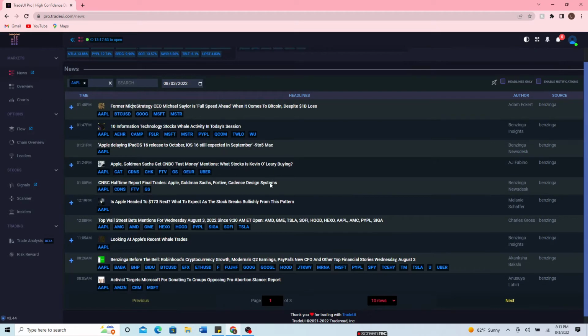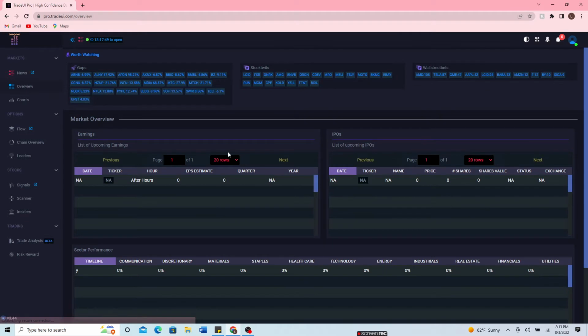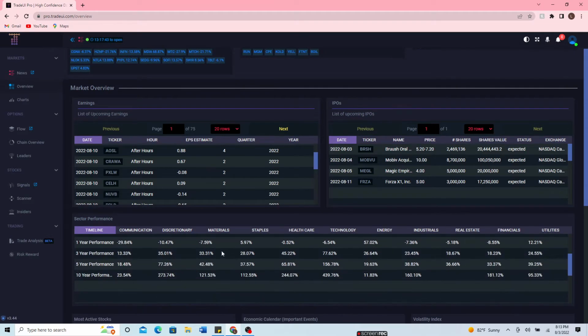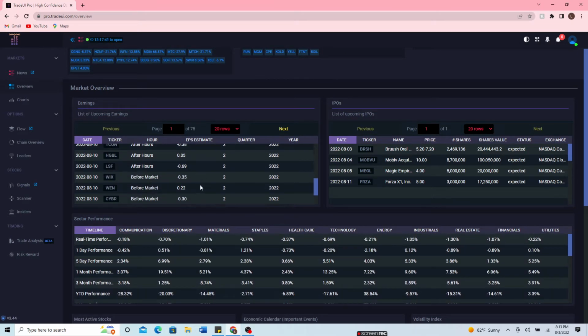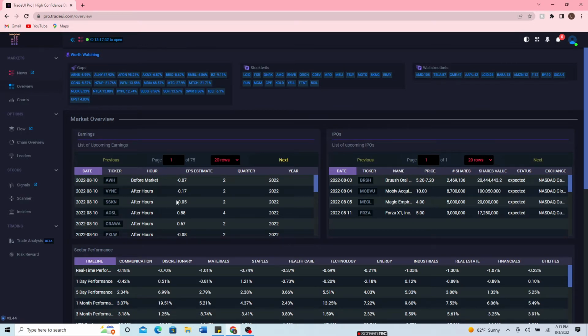The next section I want to talk about is the overview page. The overview page gives you an overall idea of what's going on, what earnings are coming up, what IPOs are coming out, as well as how the sector performance is doing. You can scroll down each little window right here to figure out the different earnings that are coming up and when, what their estimates are, and what quarter and calendar year it is. And it'll give you the ticker symbol and the date that the earnings are coming out.